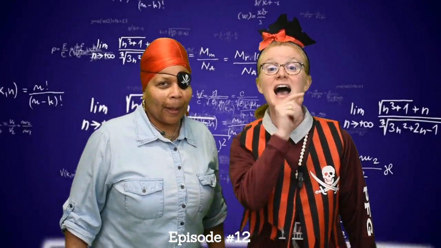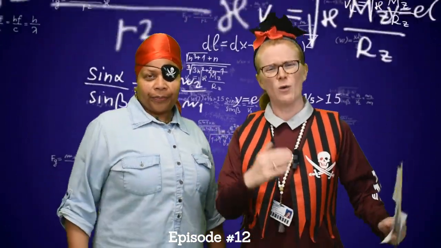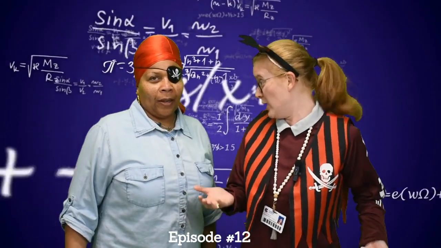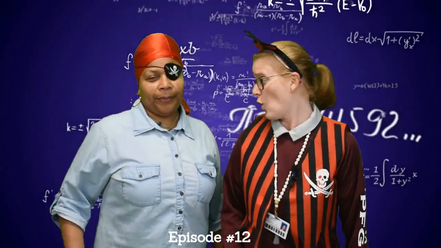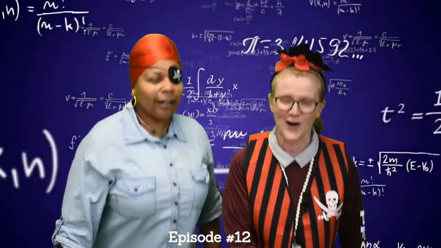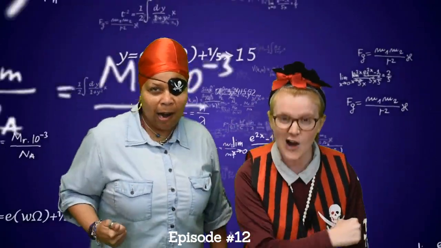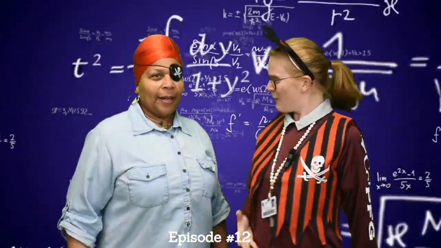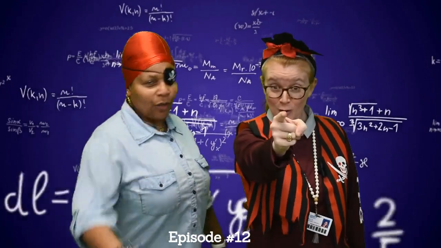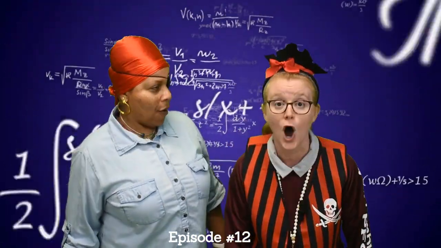Circles! That's right, circles. To find the area of a circle, it's pi r squared. Now, what does pi r squared mean? Well, it's pi times r times r. So, to find the area of a circle, you do pi times r times r. That's why we're dressed like pirates. To help you remember, r squared means pi times r times r.